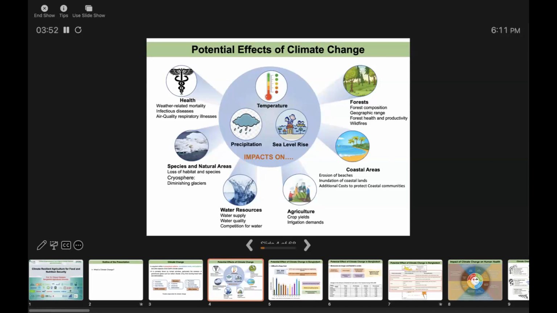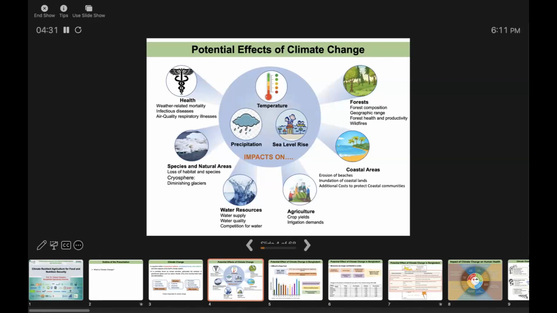The forest areas are also facing some problems due to climate change. Coastal inundation from saline water and other natural disasters also impact the coastal areas. And what is most important, we depend on agriculture for food, nutrition, and other livelihood patterns. So the agriculture sector is the most susceptible and most vulnerable sector under the threat of climate change.